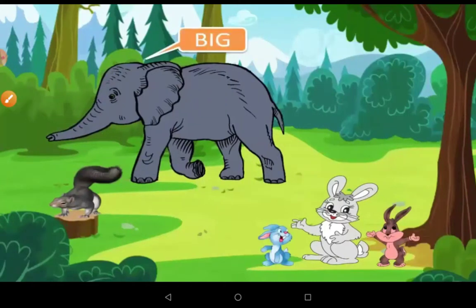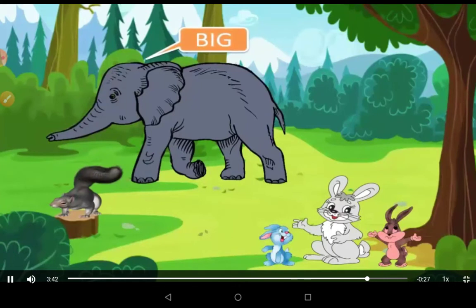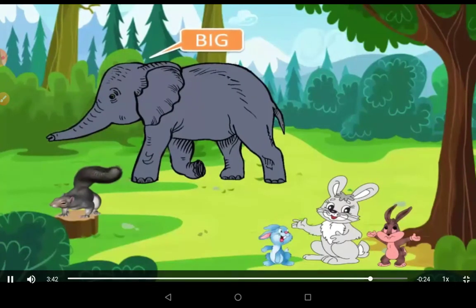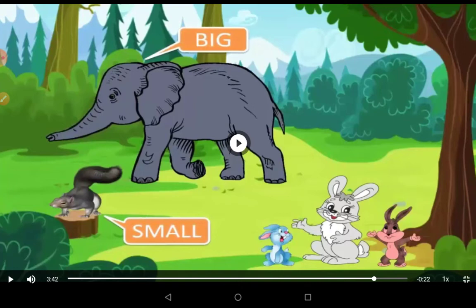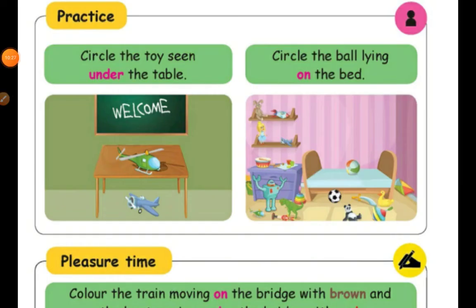And next one is, see what animal it is. It is an elephant and a squirrel. The elephant is big and the squirrel is small. Big, small. See, it was interesting, right? I hope it was very interesting.